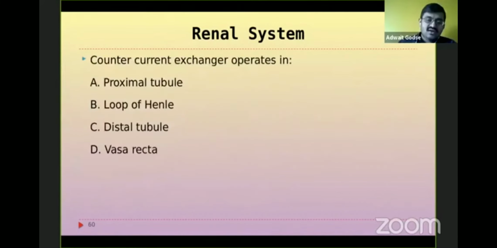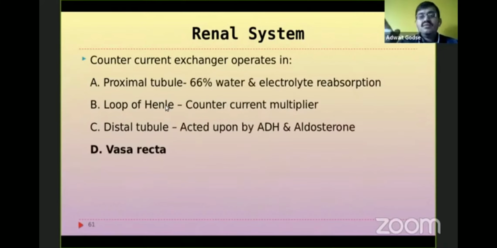Next, MCQ, countercurrent exchanger. I have already mentioned it. It occurs in vasa recta. It does not occur in loop of Henle. What occurs in loop of Henle? Countercurrent multiplier operates in loop of Henle.